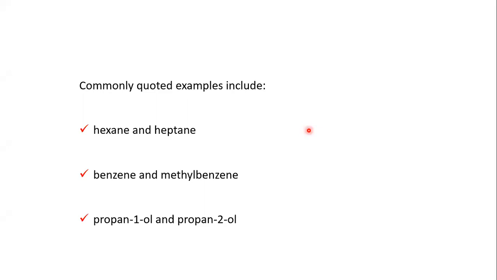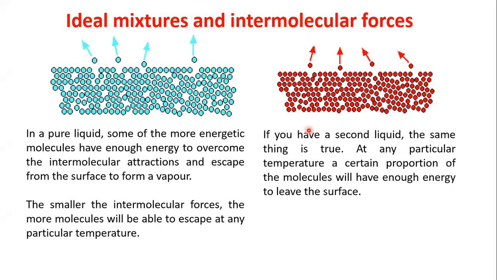You have your hexane very similar to heptane. What is different in that compound is just one extra carbon, that's CH2. So you have hexane and heptane, benzene and methyl benzene, propan-1-ol and propan-2-ol. And like I was saying earlier, what makes them look very similar is the intermolecular force of attraction between them. The intermolecular forces of attraction in these quoted examples are very similar.